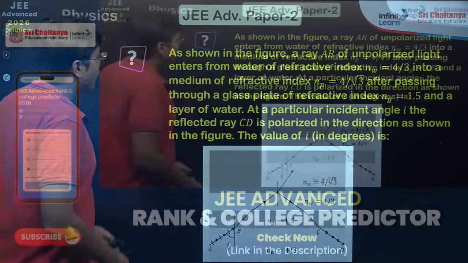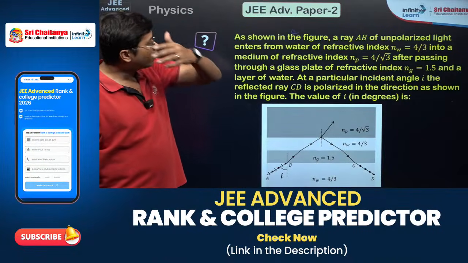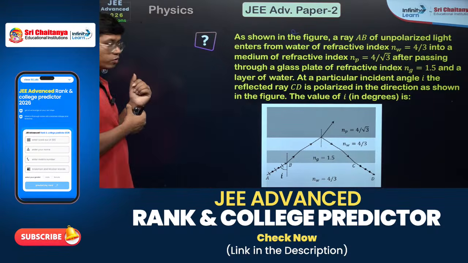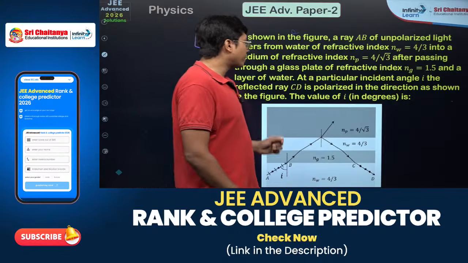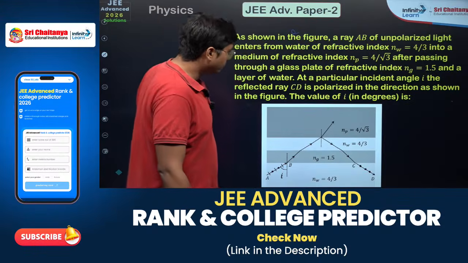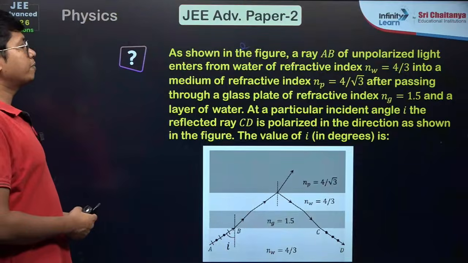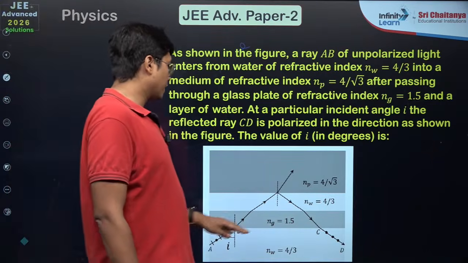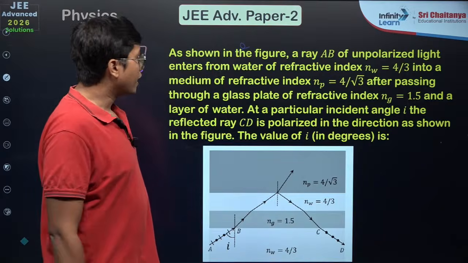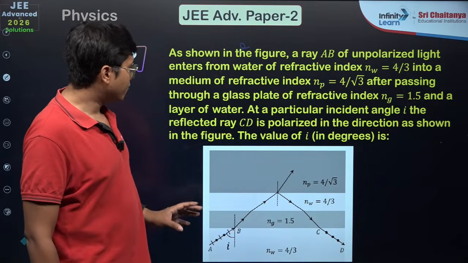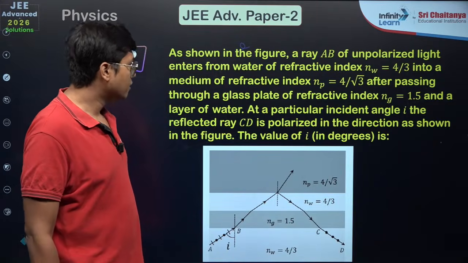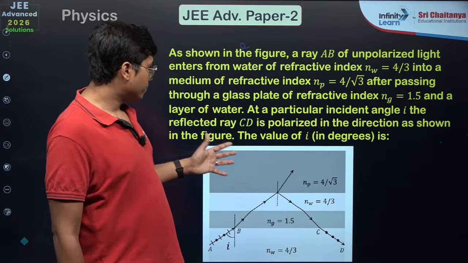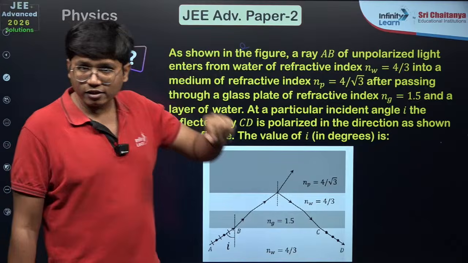Alright. Next one. It says as shown in the figure, a ray AB of unpolarized light enters from water of refractive index NW is equal to 4 by 3 into a medium of refractive index NP is 4 by root 3, after passing through a glass plate of refractive index NG is equal to 1.5 and a layer of water. Again, there's a layer of water. At a particular incident angle I, the reflected ray CD is polarized in the direction as shown in the figure. The value of I in degrees is going to be what?